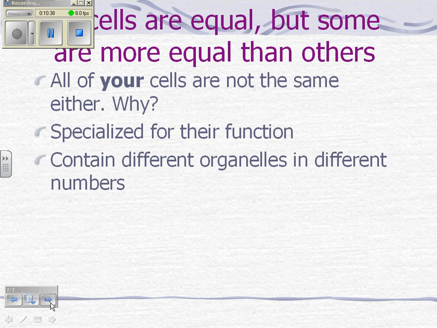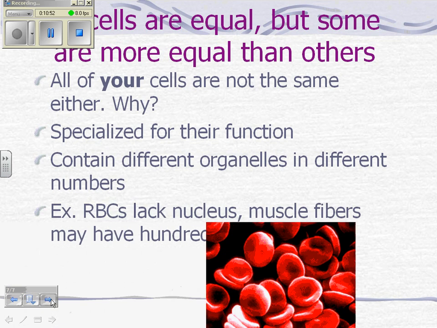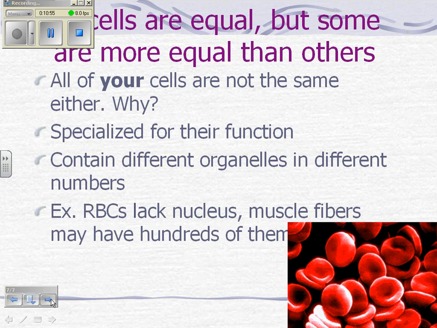Your cells contain different organelles. A review: organelles are things like nucleus, ribosome, mitochondrion. An example here: red blood cells don't have a nucleus. Why don't they have a nucleus? They don't make anything. Red blood cells just transport stuff. That's all they do. So they don't have a nucleus because they don't need blueprints to make anything. Muscle fibers have hundreds of nuclei because, as we talked about before, muscle is made of protein. So your muscle cells have to make lots of proteins. They have to have lots of blueprints to make protein. Okay, so that's the end of cell theory and cell types.